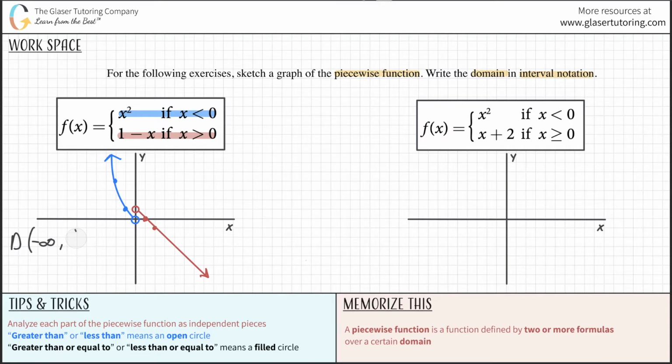Now let me make this a little smaller so I can fit it on here. So this is going to be from negative infinity all the way to 0, exclusive. Or you could have been on the red line, and the red line will be from 0, exclusive of it, so that's why it's a parenthesis, all the way on out to positive infinity. And here is your domain in interval notation. Moving on to the next one.